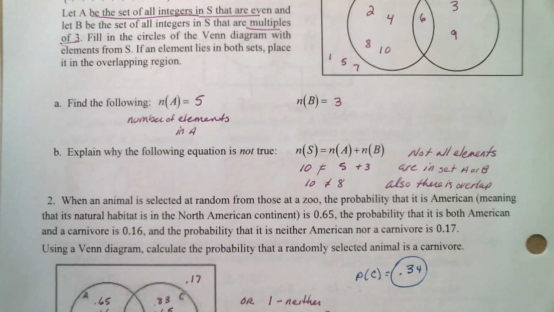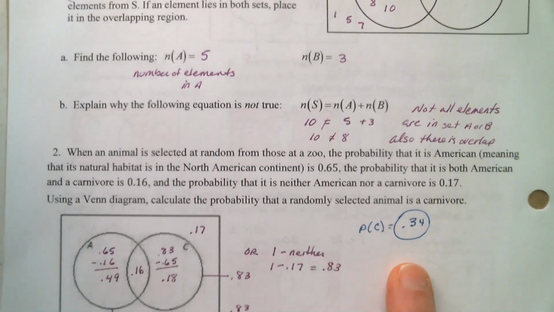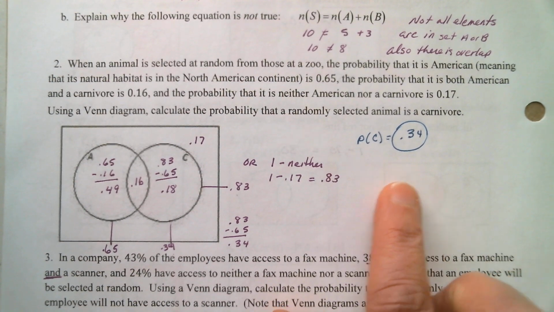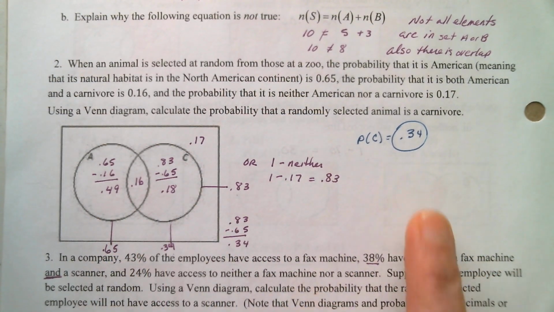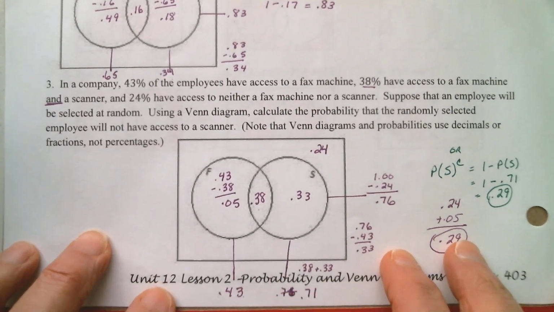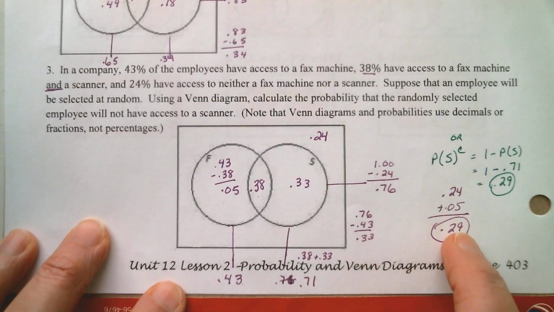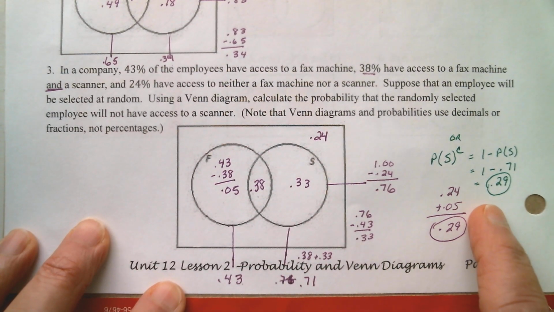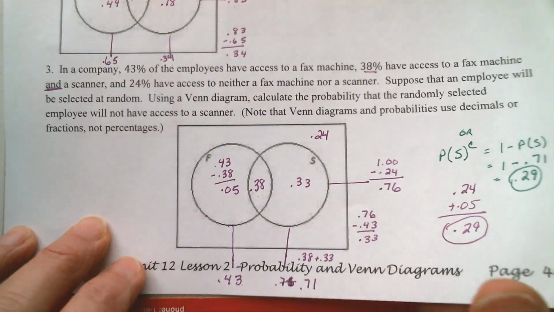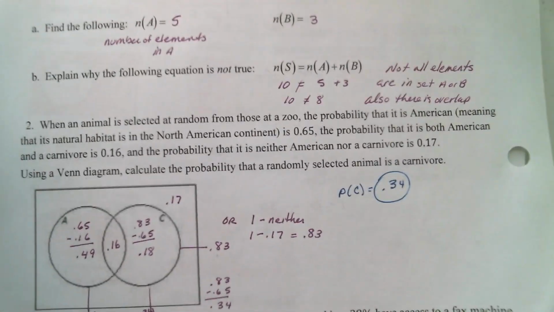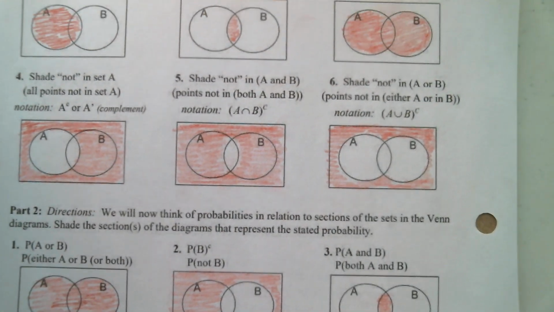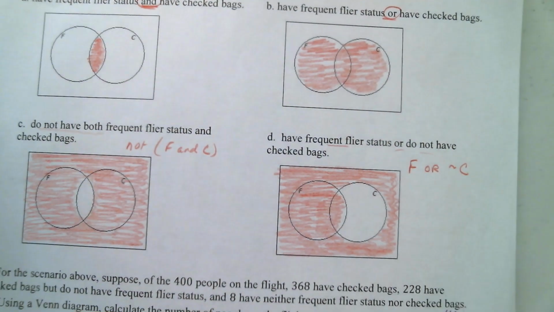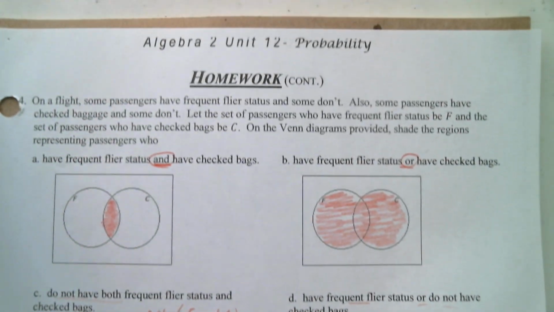Number 2, the answer is, well, completing the Venn diagram here, but the answer is 0.34. Number 3, the answer to the question is 0.29. Again, I'll go and work these out. It's page 405, sorry. Page 404.